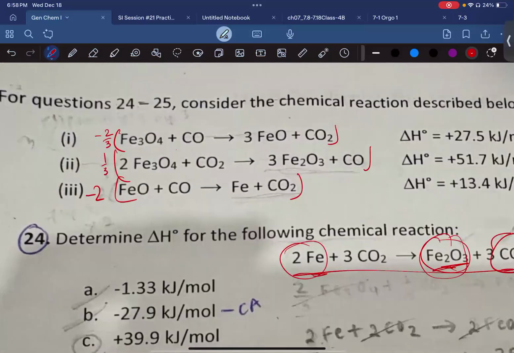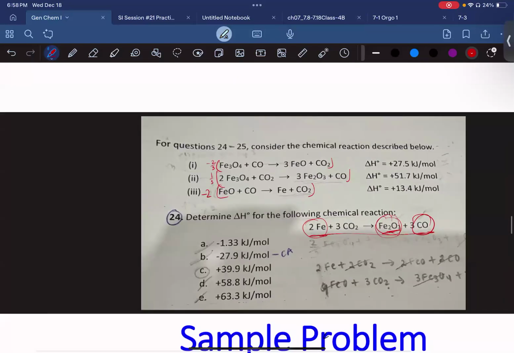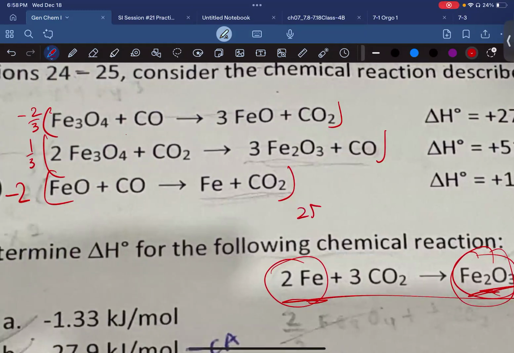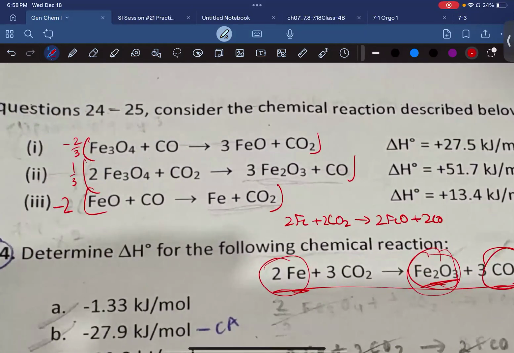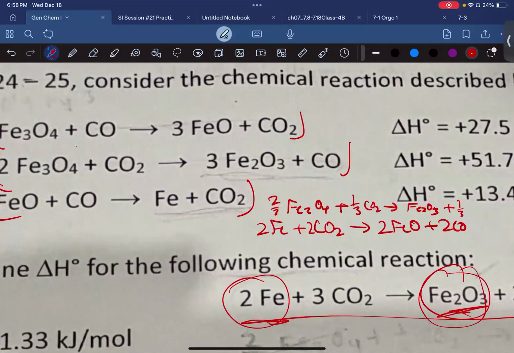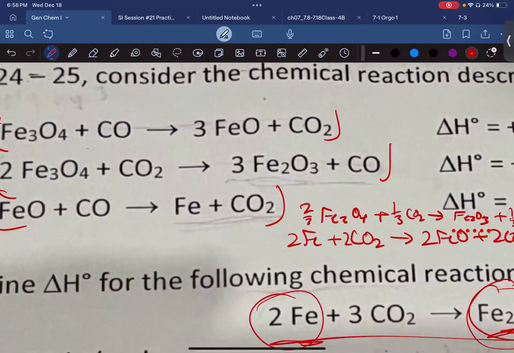So let's see what happens if we write this equation out. We would get 2Fe plus 2CO2 yields 2FeO plus 2CO. That's the third equation. First, this one would be 2/3 Fe3O4 plus 1/3 CO2 yields Fe2O3 plus 1/3 CO.